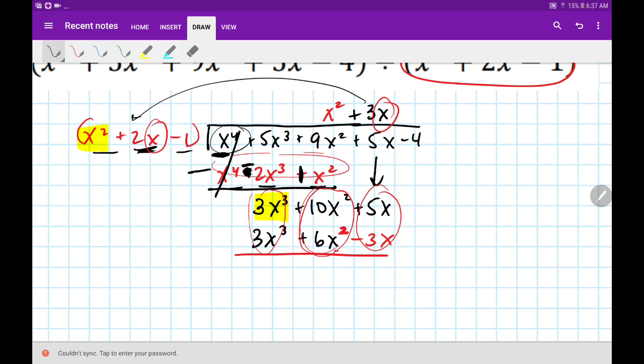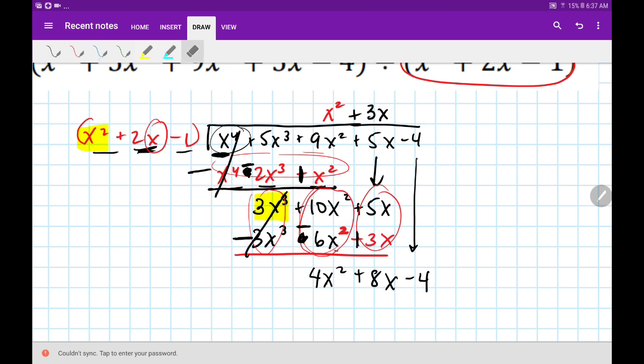Okay, so now I need to subtract, so I need to flip my signs. And going downwards, this cancels. 10x squared minus 6x squared is that, and 5x squared, and 5x plus 3x is plus 8x. I'm not done. I have to bring down the next number always at the end. Okay, here we go. Last round.